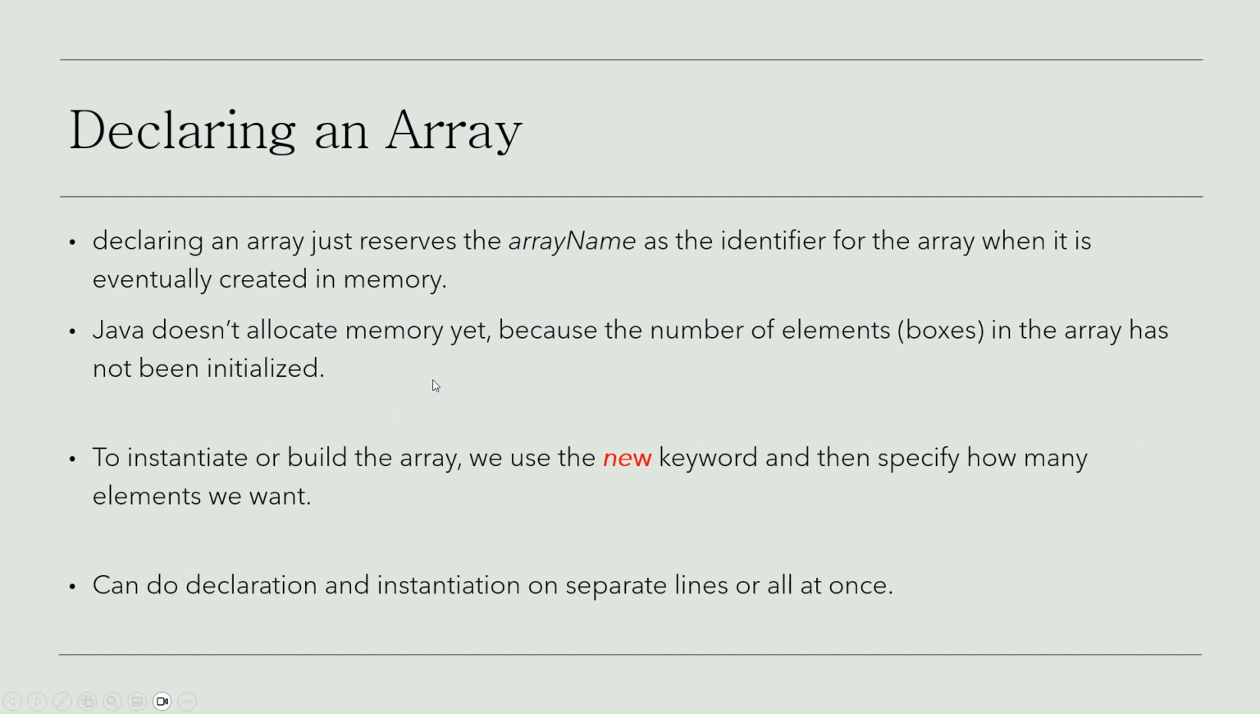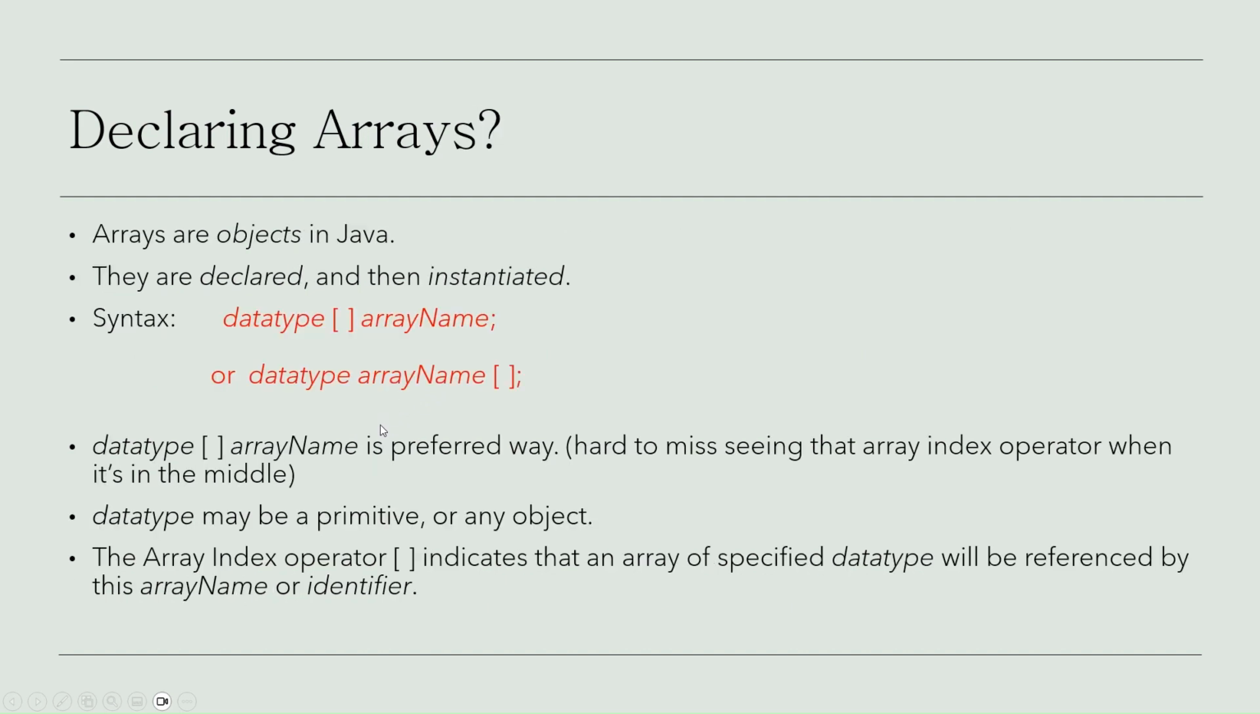Declaring an array just reserves the array name as the identifier for the array when it is eventually created in memory. Java doesn't allocate memory yet because the number of elements in the array has not been initialized. What does it mean? If we just type data type, square bracket, and array name, we still don't have the memory allocation for the array because we don't know yet what number of elements we have.